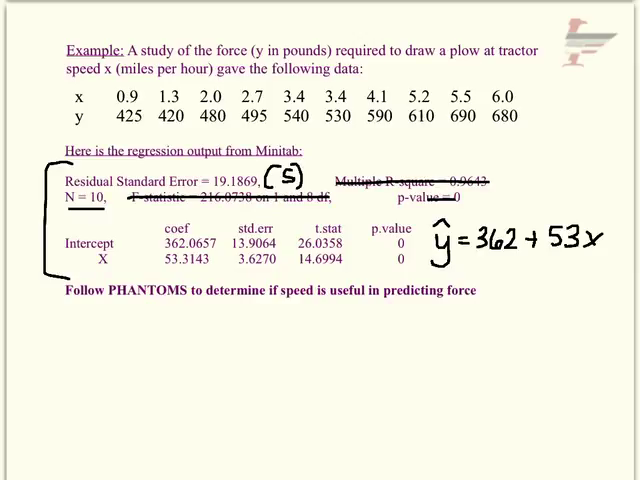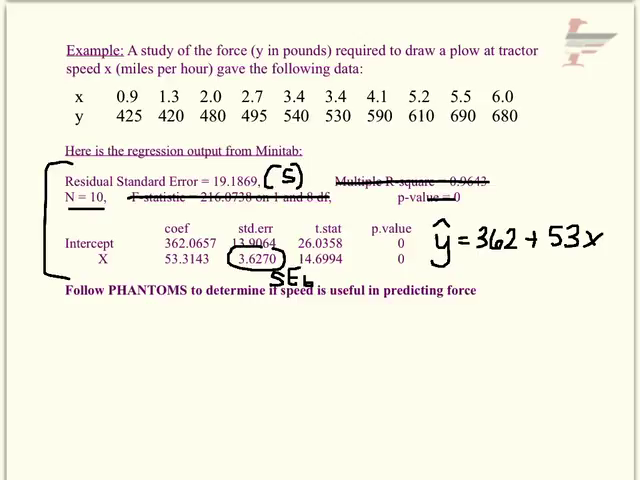Then you notice you have your standard errors for your y-intercept and for your slope. Here is my standard error for slope, which I'm going to need. Then note you have your test statistic for your y-intercept and your slope, and you also have your p-value for your y-intercept and your slope. I guess I didn't pose a question, sorry. So your question would be to determine if speed is useful in predicting force.